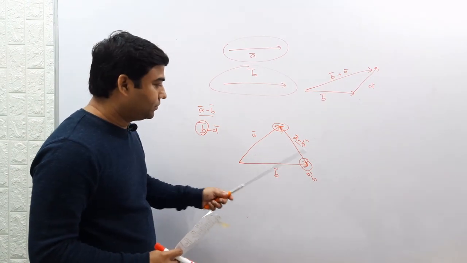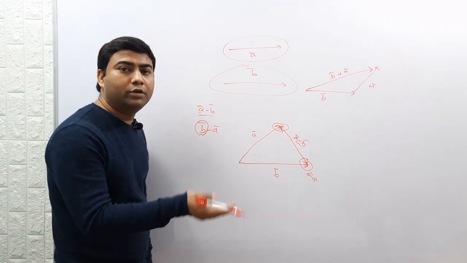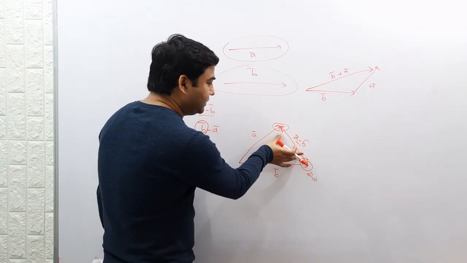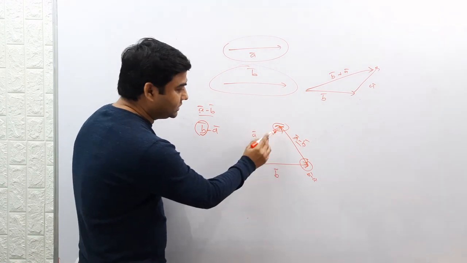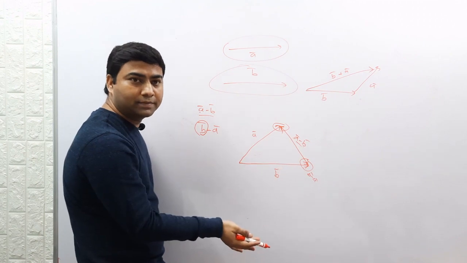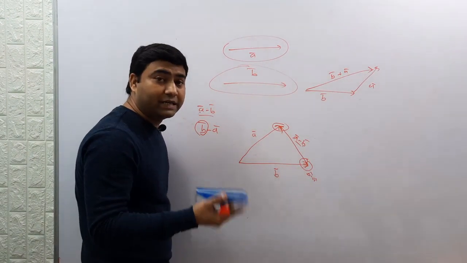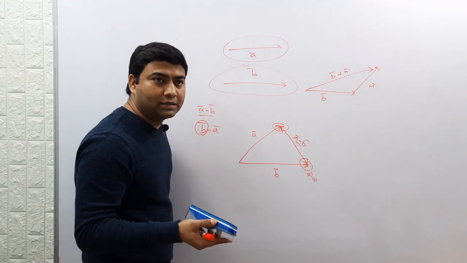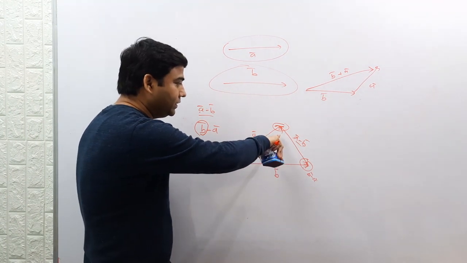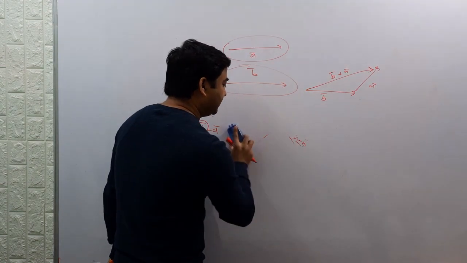This is the method of directly finding A minus B or B minus A. A minus B and B minus A both have the same magnitude. You can see both have the same magnitude, but their directions are opposite. The head of the resultant subtracted vector will be towards the vector which is subtracting the other vector. That's the point to remember.